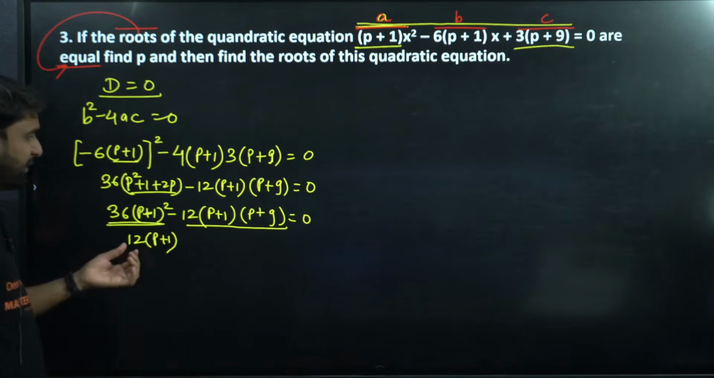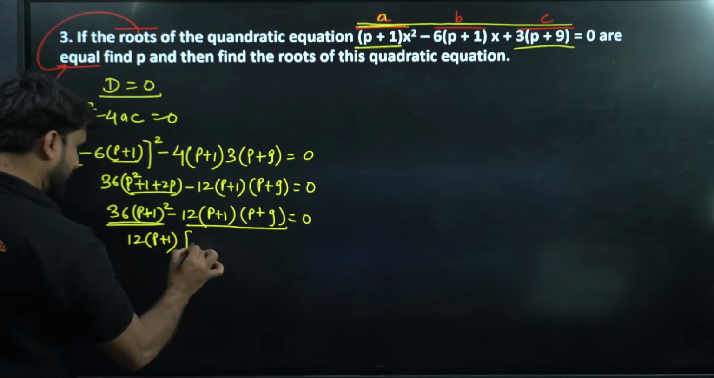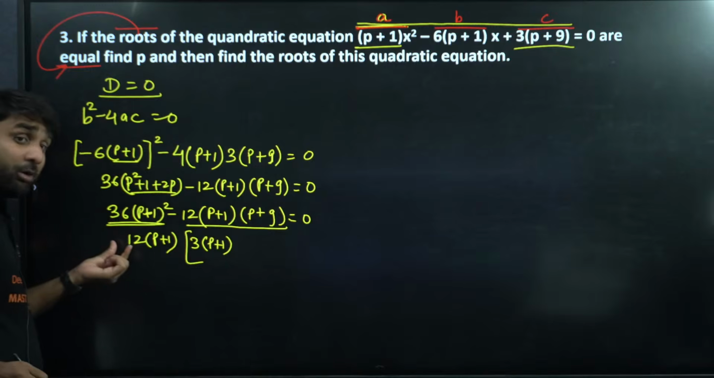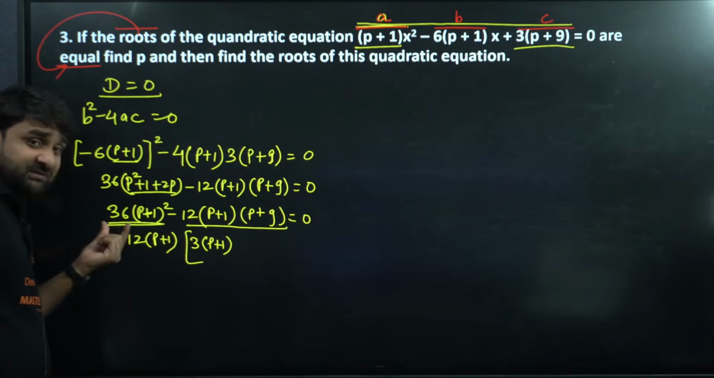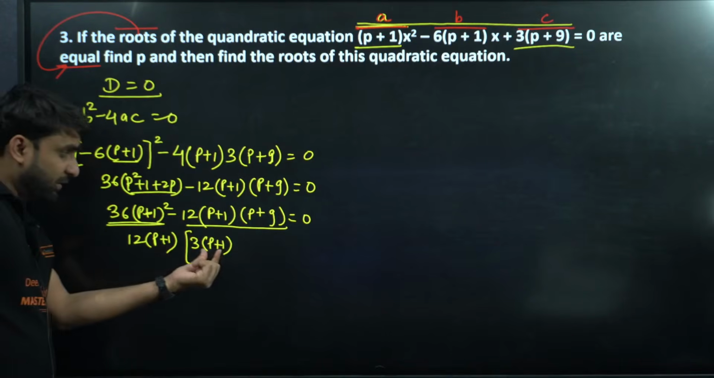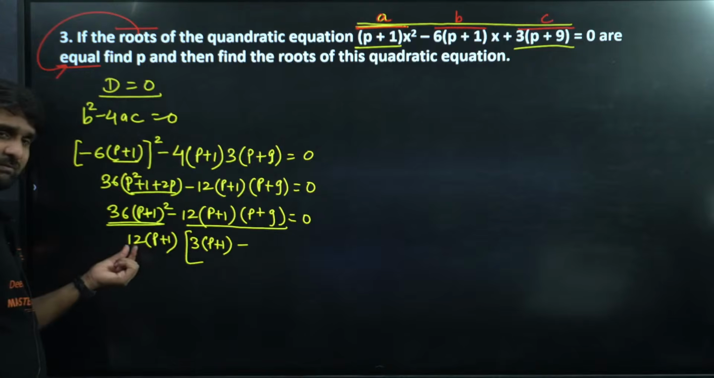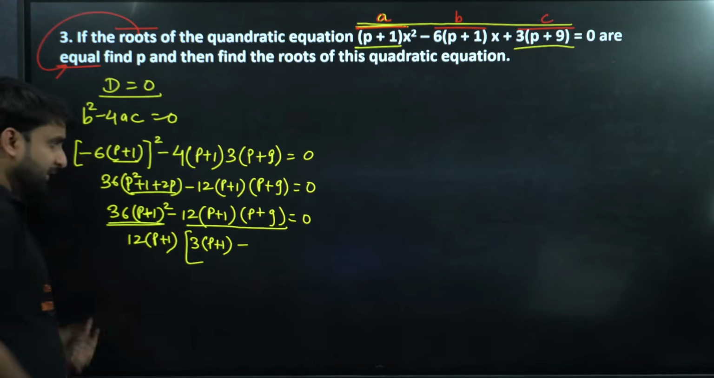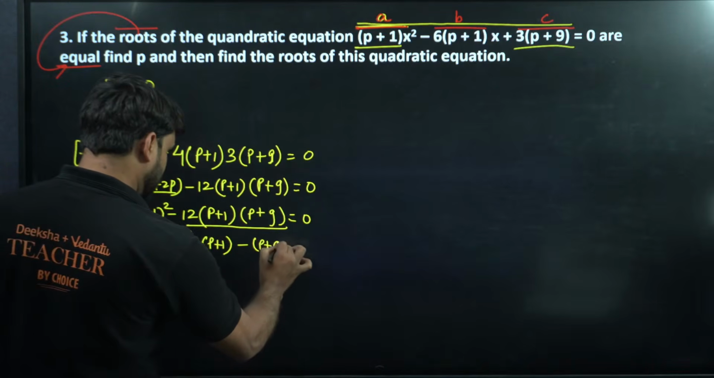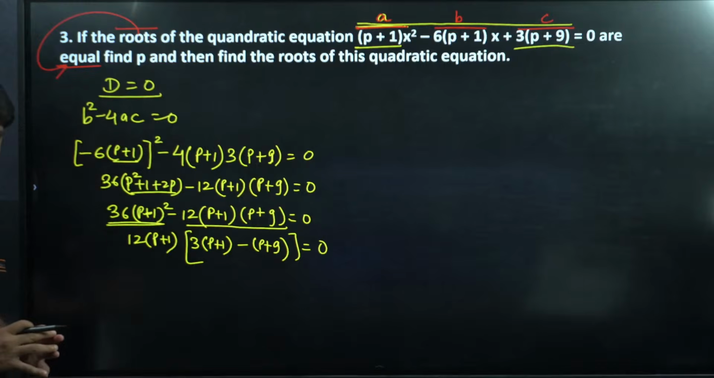So after taking 12 P plus 1 common, what will be left here? 1, this is 3, P plus 1 will be there, because we have taken common 12 and 12 3s are 36. And we have taken P plus 1 square, only P plus 1. So there will be 1 P plus 1 remaining there. Minus 12 has completely taken common. So minus, this is P plus 9. So this will be there, P plus 9 is equal to 0. I hope this is clear to you all.